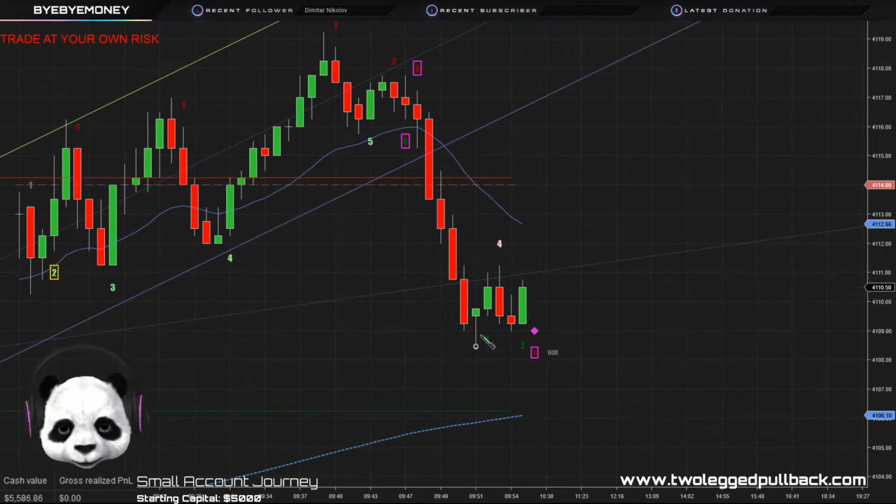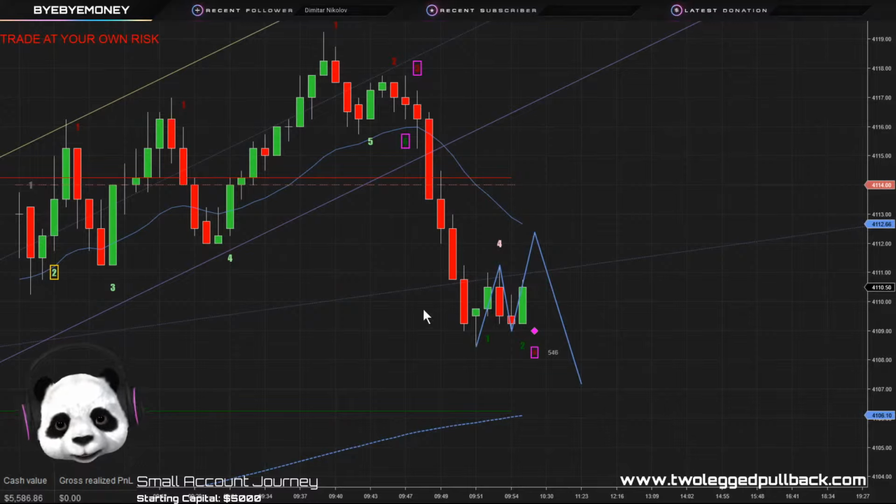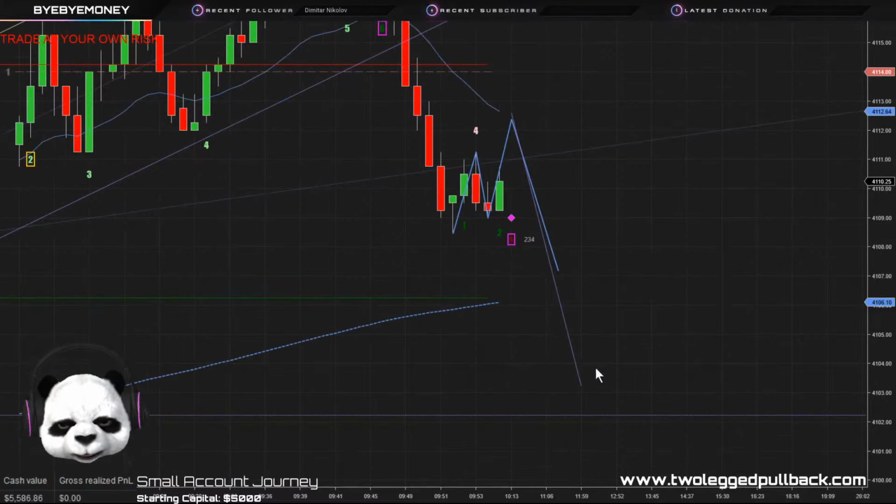The setup that I was looking for is something like this. A two-legged pullback to the 20 EMA, and then we'll come down. You see how strong this bear trend is? You're expecting this bear trend to also be in itself another measure move. And so whenever this pullback ends is where you want to measure it. And I wouldn't be surprised if it matches with this one.